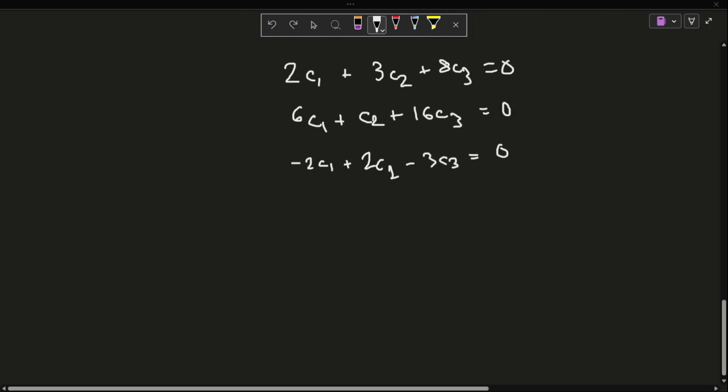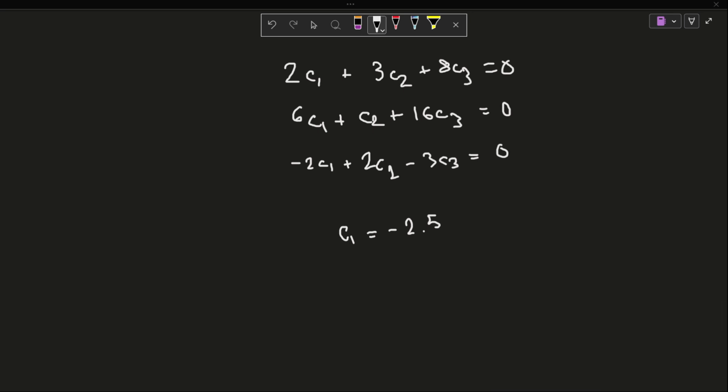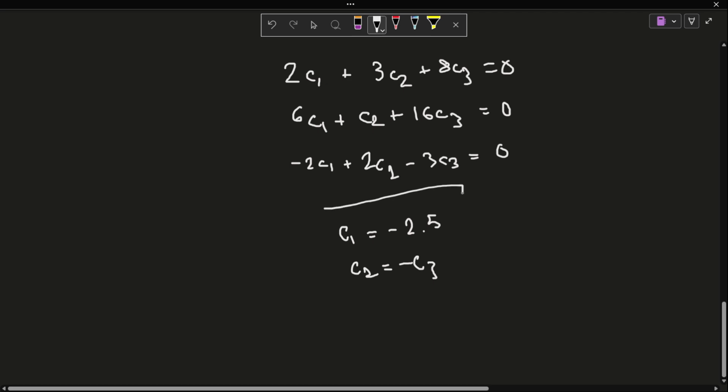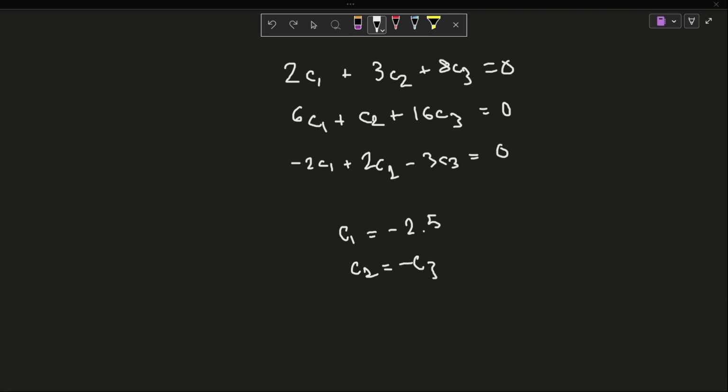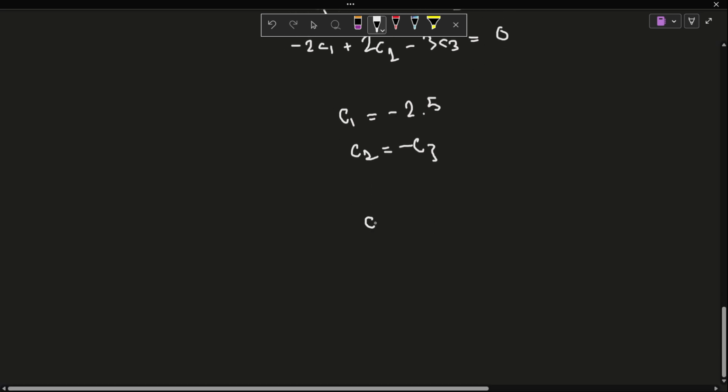Once you use Gaussian elimination, you should be getting that your solutions are c1 can be minus 2.5 c3, and c2 is just going to equal minus c3, and so you can set them to, I don't know, really anything, I think. I believe this is what you would get. If it's not, correct me in the comments. But if it is, then you can get that c1 equals minus 2.5 c3.